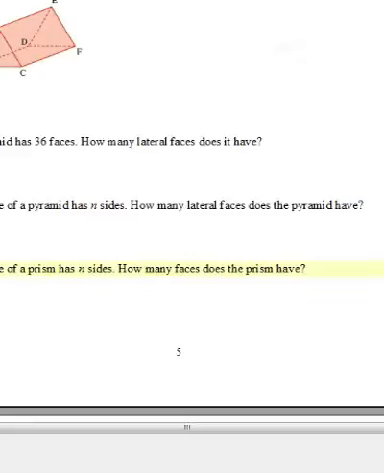Okay. So the base of a prism now has n sides. How many faces? And this isn't just lateral faces, it's how many faces total does the prism have. So similar, if the base of a prism has n sides, that means the prism has n lateral faces. But a prism also has two bases. So you have to include that in there. So it's 2 more than n. So we've got n plus 2 faces.